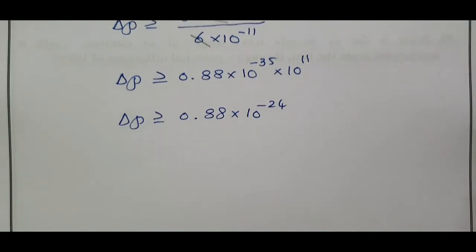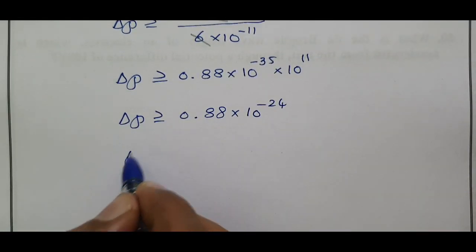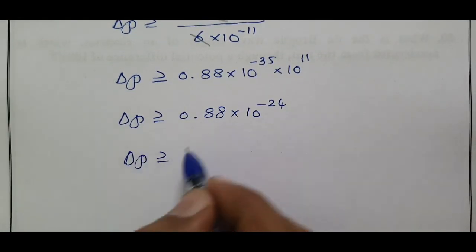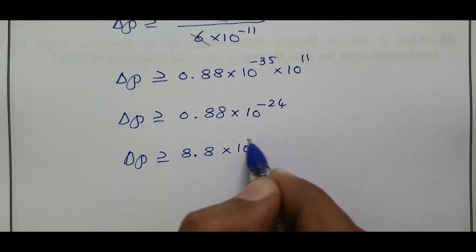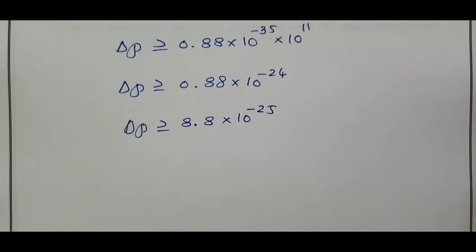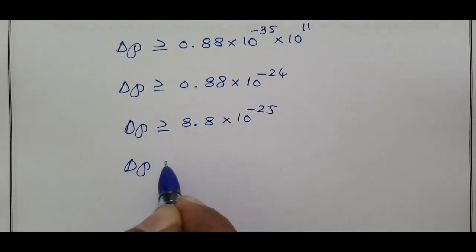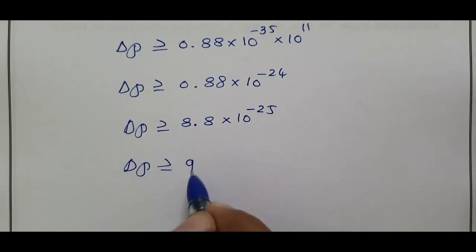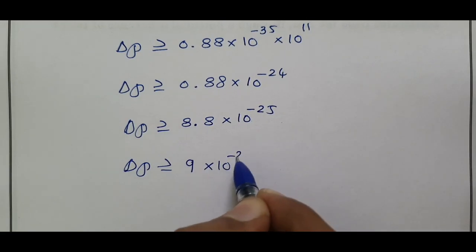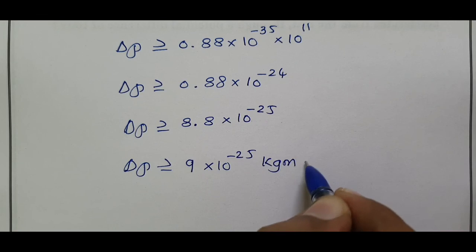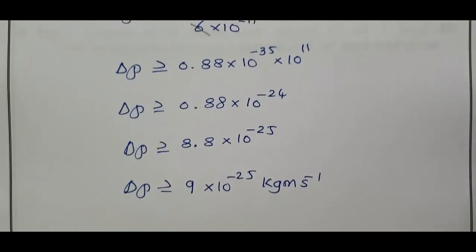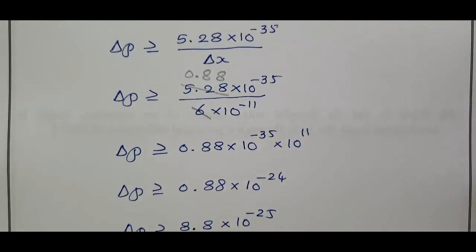In scientific notation, we have to write the answer: delta p greater than or equal to 8.8 into 10 power minus 1, which means 10 power minus 25. 8.8 is approximately equal to 9, so 9 into 10 power minus 25 kilogram meter second power minus 1. How do you get this unit?